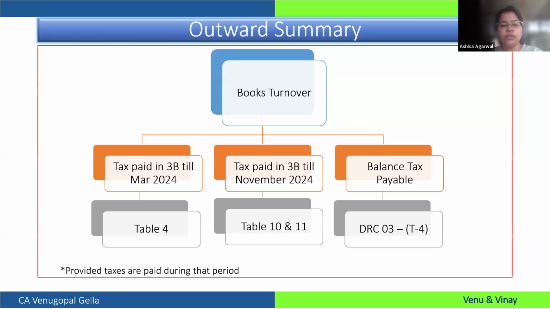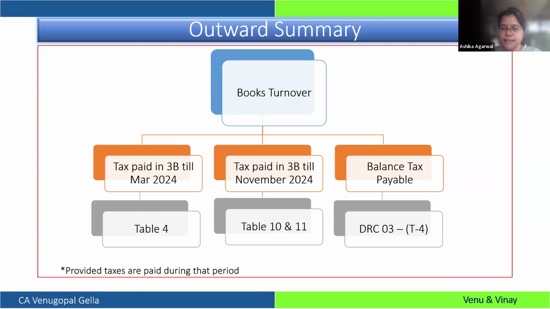Now here, e-commerce operator is the new table which has been inserted. He has already discussed table 4G1, which is required to be filled by the e-commerce operator, and then again table 5, which the supplier has to fill, who is doing the supply using the platform of the e-commerce operator. Now, for all these tables 4 and 5, separate reporting is mandatory. There is no more optional field. You have to separately report all your B2C, B2B, exempt supply, export supply.